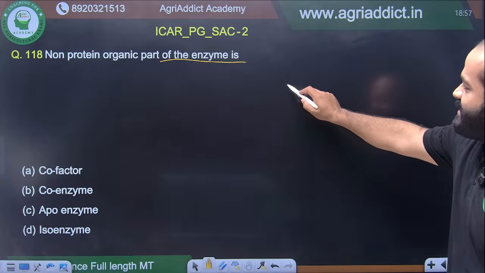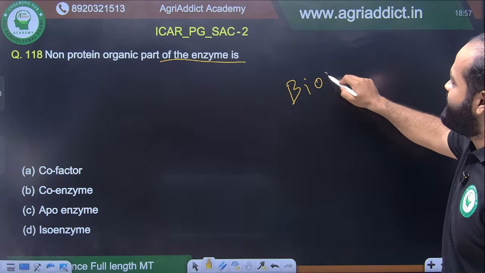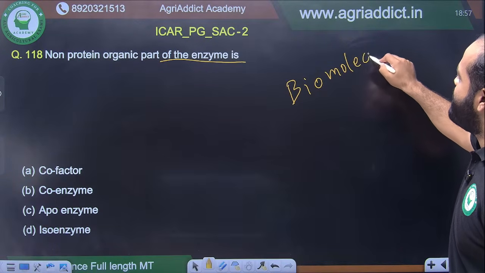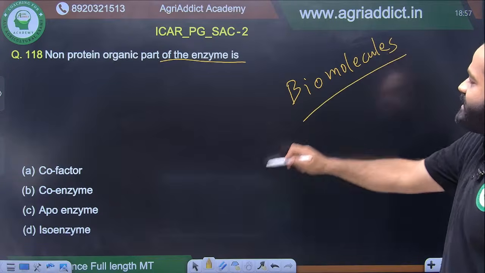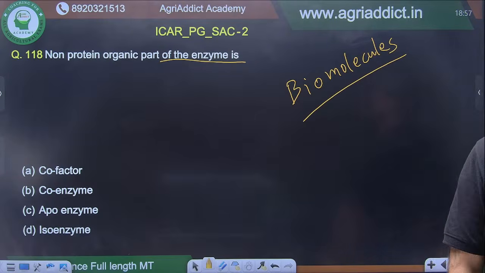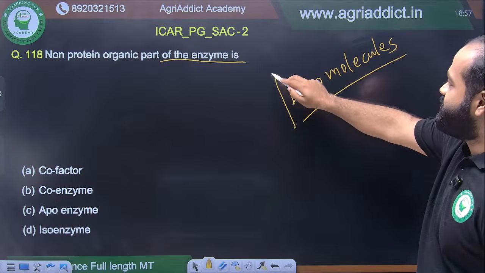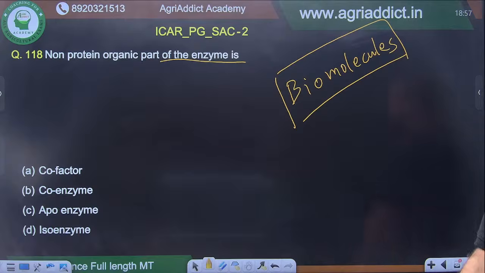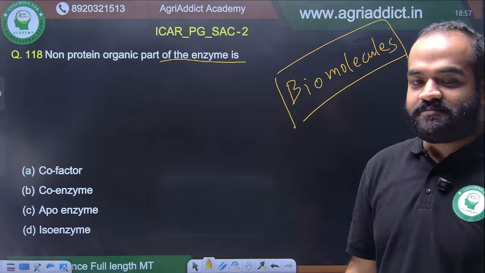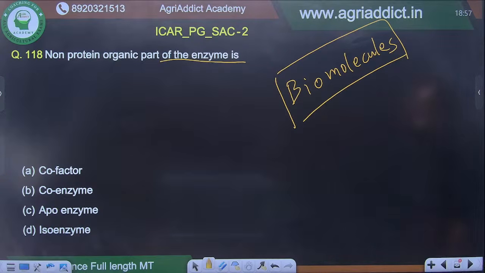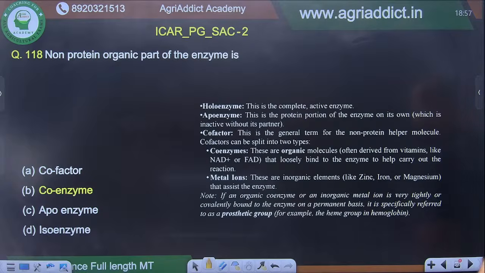Again, I am repeatedly telling, again and again I am telling, be very thorough with biomolecules. You can read NCERT, you can read the ICAR online course, you can read it from Google, you can read it from anywhere you want. Please read biomolecules, please read enzymes. The exam is very close now, so don't neglect these things. The correct answer is option B, coenzyme.